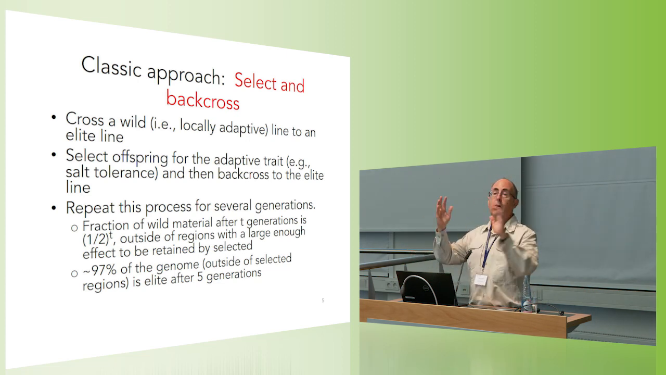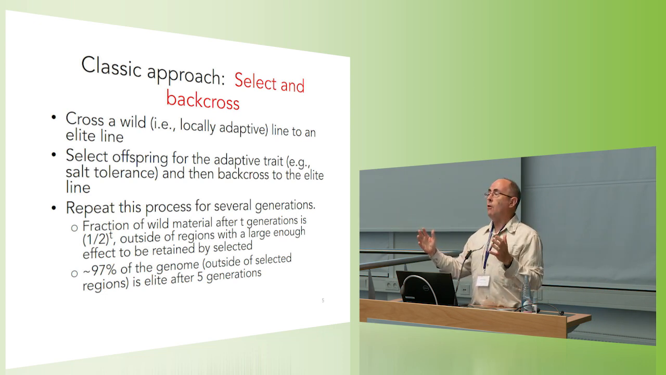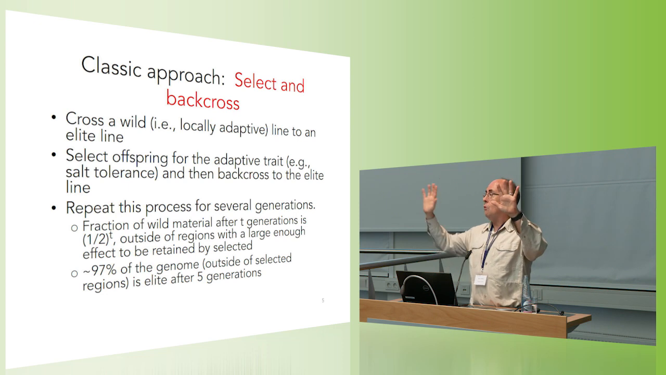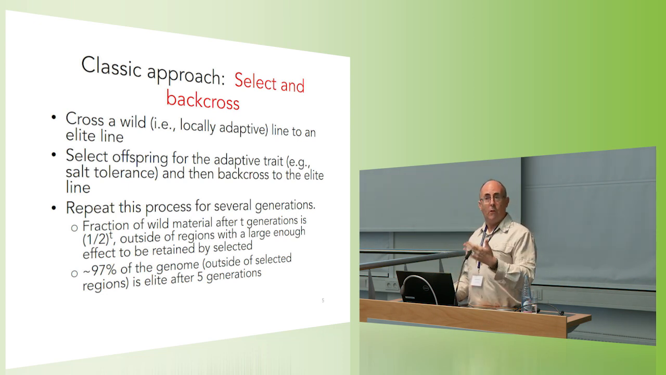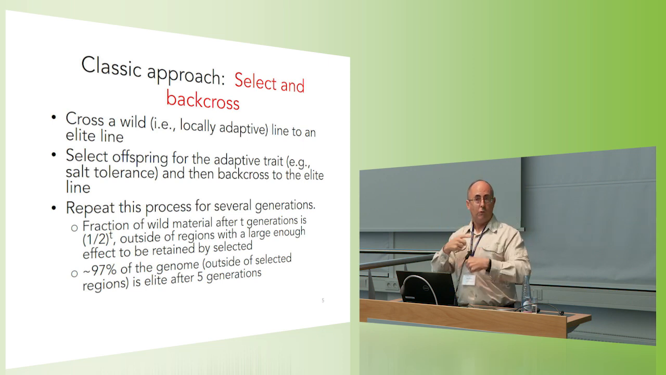You basically have a wild line of interest, and you have an elite line, and you have some environmental target that the elite line is having trouble coping with: water stress, temperature stress, disease resistance. You cross the local and the elite line, and then in the F1 you simply select for individuals which have some resistance to your environmental target. Then you take those individuals and you backcross to the elite line, and you continue this cycle several generations.